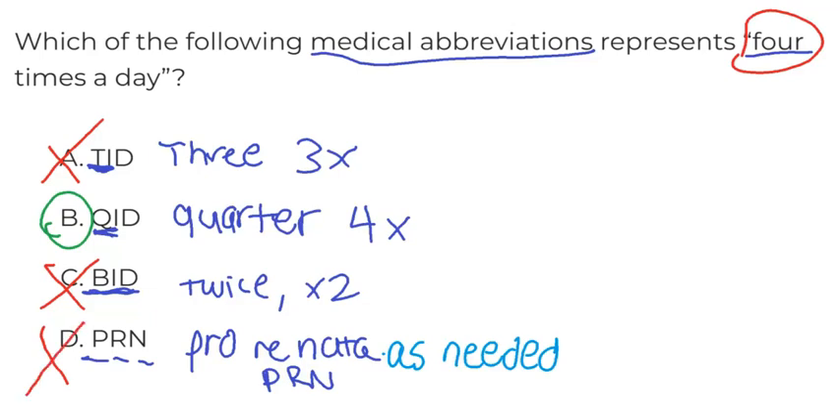So our correct choice is choice B, QID, or 4 times a day.